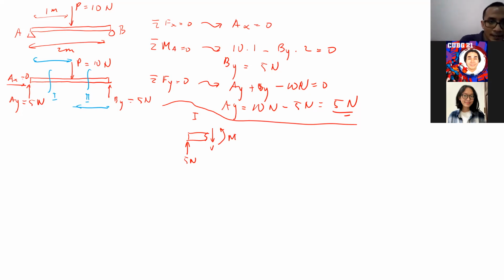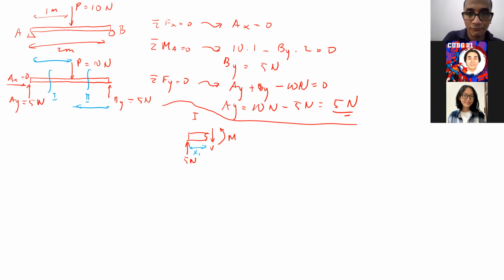And the distance there, the distance from the left side to the cut, we name it as x1. If you don't want to put it as x1, it's okay, but just put it as x1. Instead of a certain value, we name it as x1.